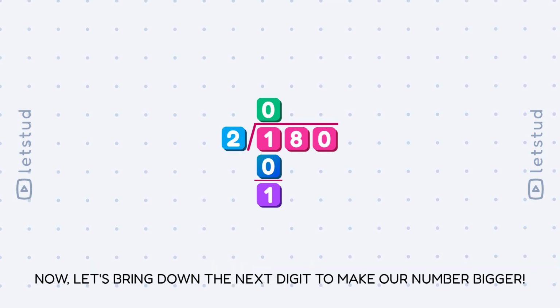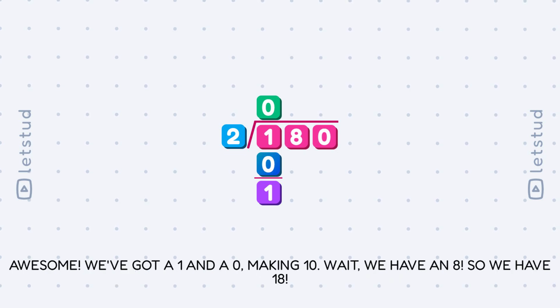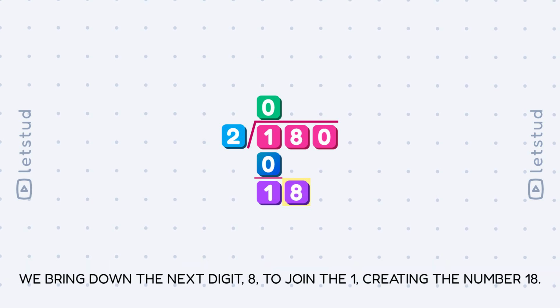Now, let's bring down the next digit to make our number bigger. We bring down the next digit, 8, to join the 1, creating the number 18.